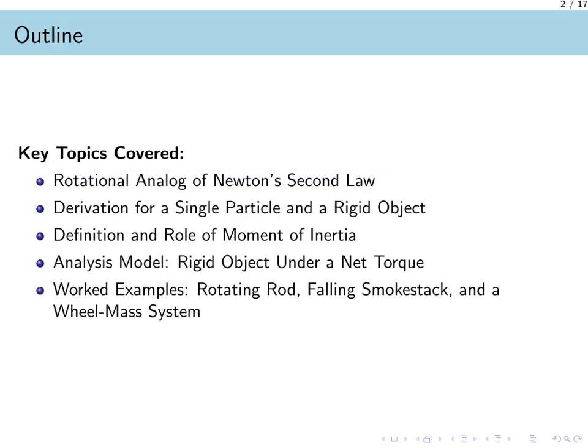We will begin by introducing the rotational analog of Newton's second law, which connects the net torque on an object to its angular acceleration. To understand this relationship fully, we will first derive it for a single particle moving in a circle, and then extend that result to a system of particles that make up a rigid object. This process will lead us to define a critical new concept called the moment of inertia, which describes an object's resistance to changes in its rotational motion.